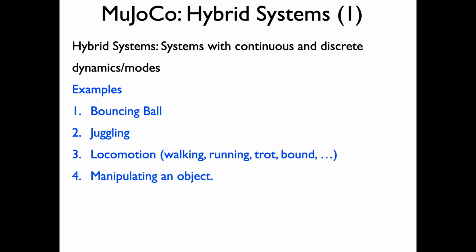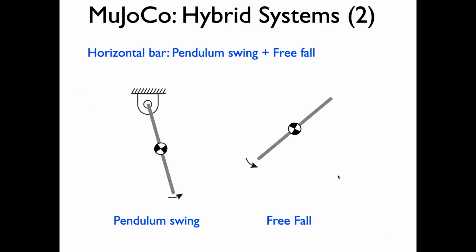Juggling is another one. Locomotion, walking, running for bipeds and single leg machines, and trotting, bounding for quadrupeds are examples of hybrid systems. And then when you manipulate an object, you're making contact and releasing contact, and that is also considered a hybrid system. So it's really a whole range of systems are hybrid. So it'll be interesting to model them and simulate them in MuJoCo.